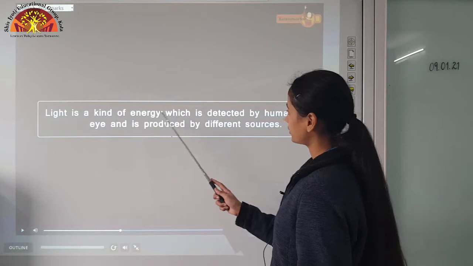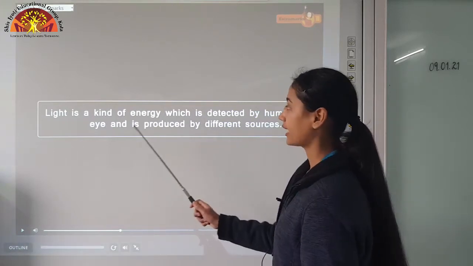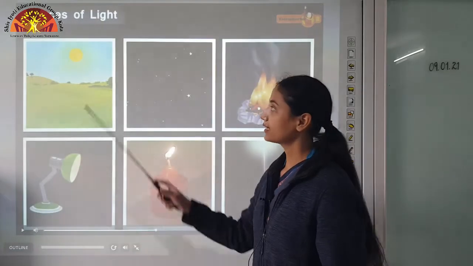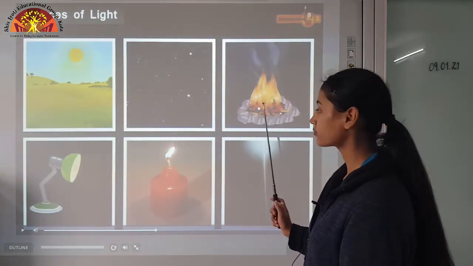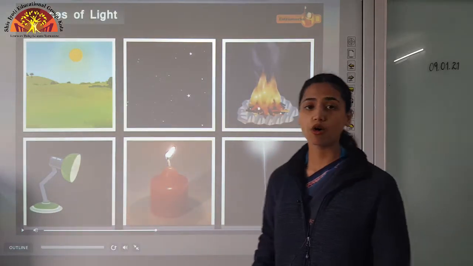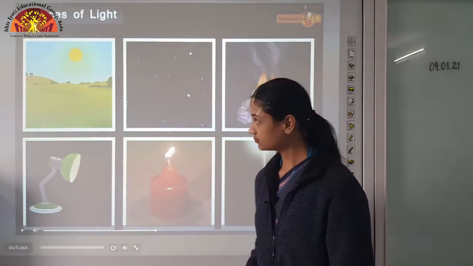Light is a kind of energy which is detected by the human eye and is produced by different sources. There are so many sources of light like sunlight, stars, fire, this table lamp, candle, firecrackers, they all produce light.